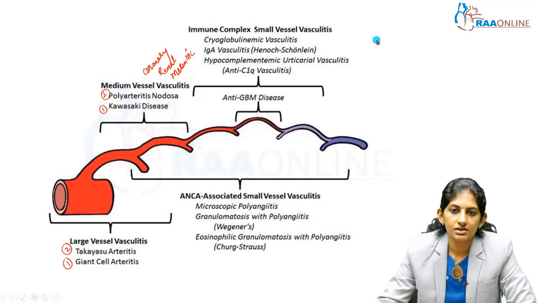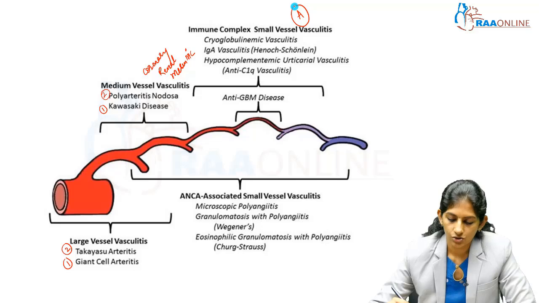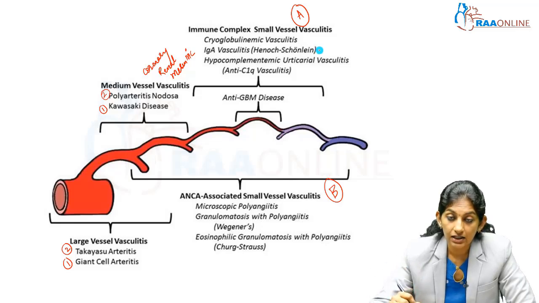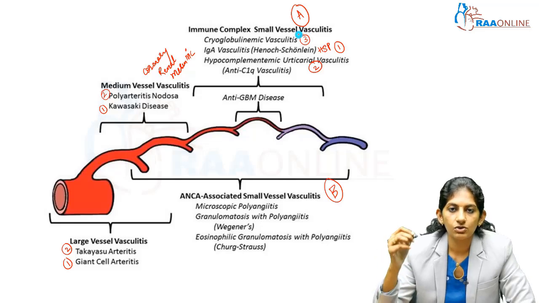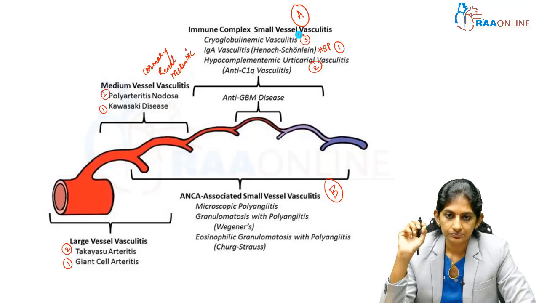Small vessel vasculitis can be differentiated broadly as immune complex small vessel vasculitis or ANCA associated small vessel vasculitis. Immune complex vasculitis most common in the pediatric age group will be HSP, Henoch-Schönlein purpura, number 1, cutaneous vasculitis or hypersensitivity vasculitis number 2, and cryoglobulinemic vasculitis. In these, arterioles, venules or capillaries are involved.